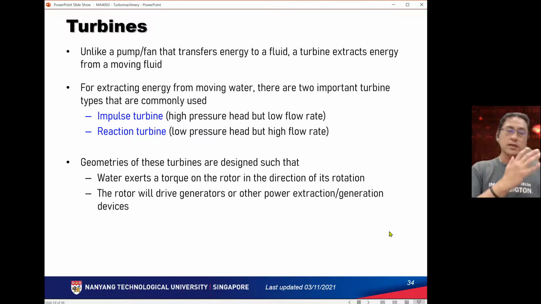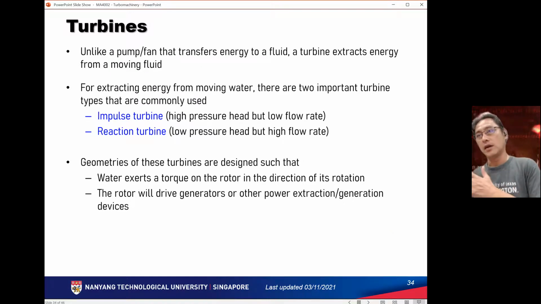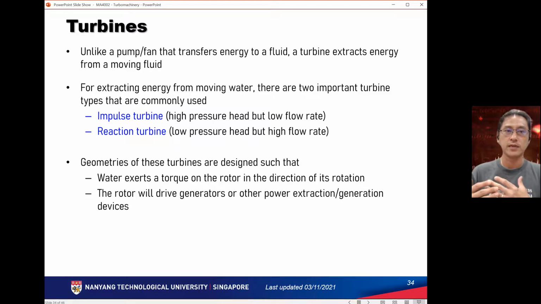Now, we've been talking about pumps, centrifugal pumps, actual pumps, whereby work is being done upon the fluid. Now, how about the other scenario whereby we are extracting energy from the fluids? In that case, we'll not be talking about pumps, but we're talking about turbines instead. So when it comes down to extracting energy from moving fluids, let's say in this case water, it's probably a lot easier to visualize.